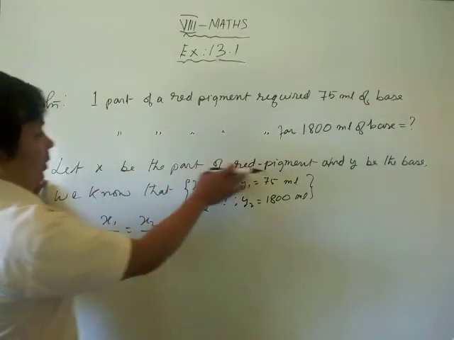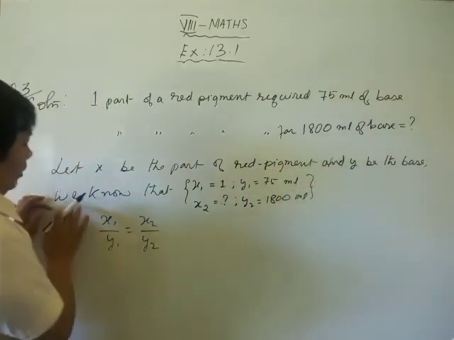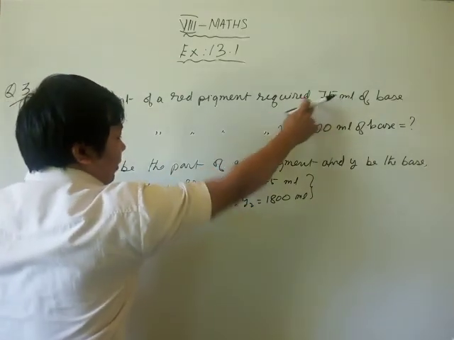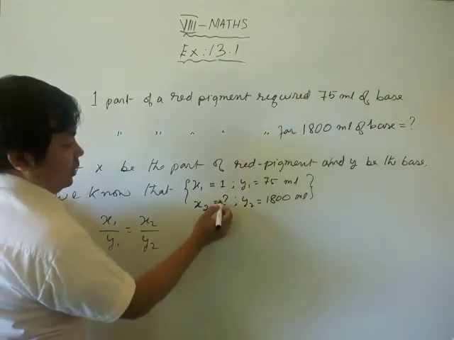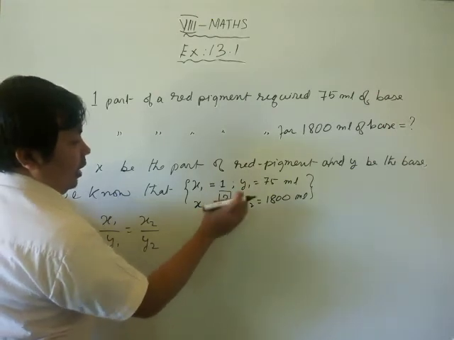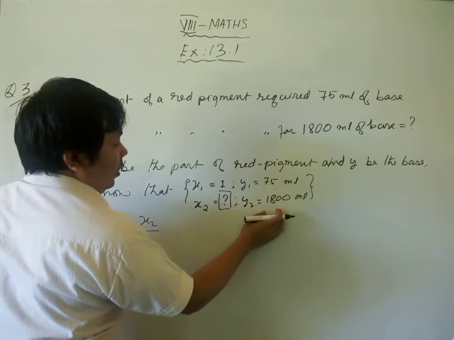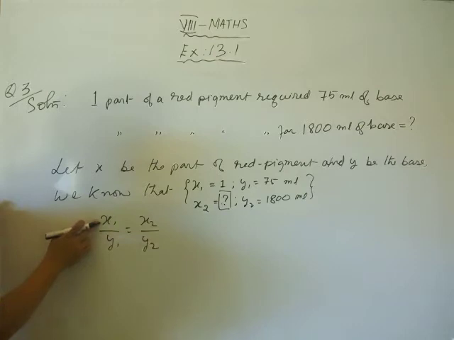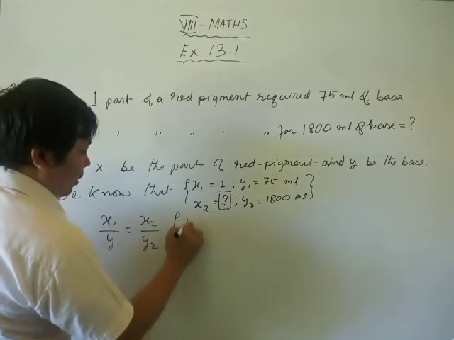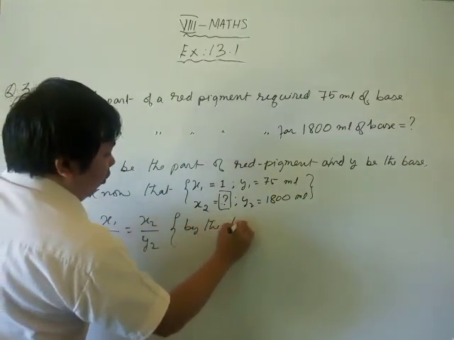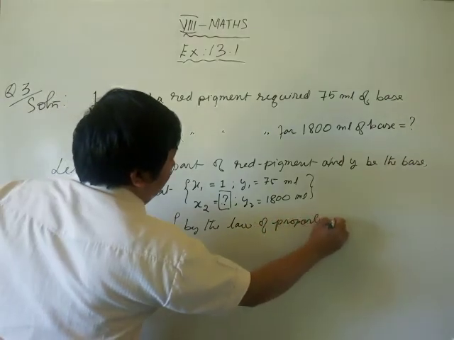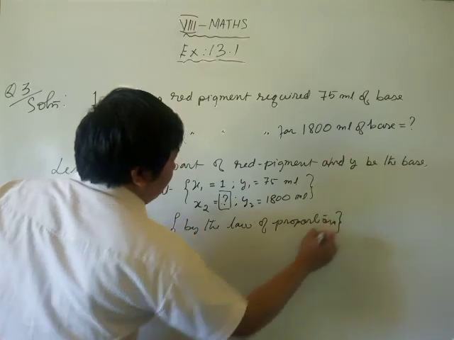So let x be the part of the red pigment and y be the base. We know that x1 is equal to 1, y1 is equal to 75 ml, x2 is to be found out. And y2 we can take as 1800 ml because y is the base, isn't it? Then we know that x1 by y1 is equal to x2 by y2 by the law of proportion, or by the proportionality.